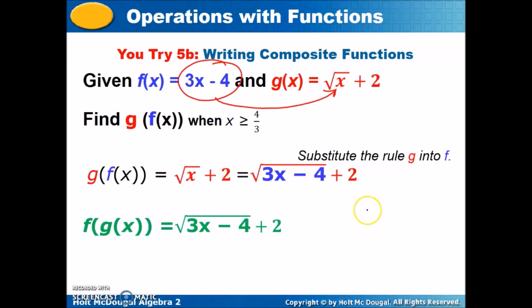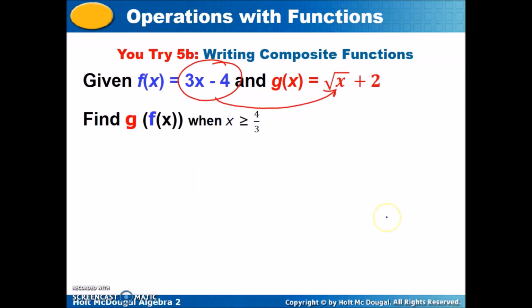Maybe this one. Yeah, so here again, we've got the square root, plus 2. So we're going to put this in for that square root. So that's 3x minus 4. This can't be simplified anymore because of the radical. They have to be like terms, and just having 2 things under a radical doesn't make them like terms. So this is g of f of x. It's that simple.